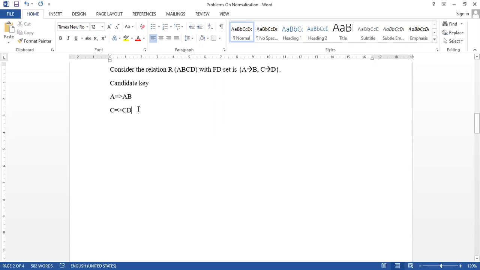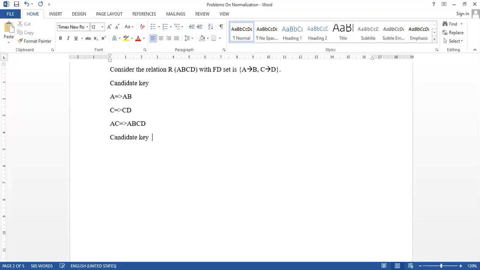Now we need to find the candidate key, right? So what is the definition of a candidate key? It will determine all the attributes in a relation, right? Now AC will give, what about A? A gives AB, C gives CD. So it is the candidate key, right? AC is the candidate key.